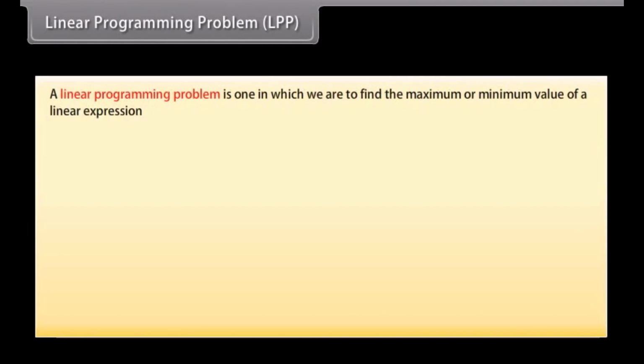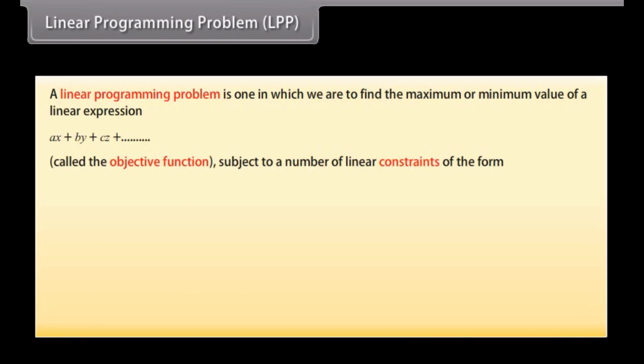Linear programming problem, LPP. A linear programming problem is one in which we are to find the maximum or minimum value of a linear expression, ax plus by plus cz and so on, called the objective function, subject to a number of linear constraints of the form ax plus by plus cz and so on less than or equal to n, or ax plus by plus cz and so on greater than or equal to n.